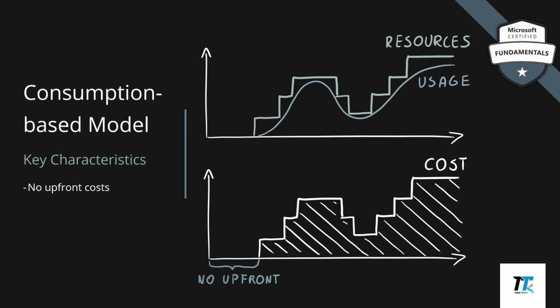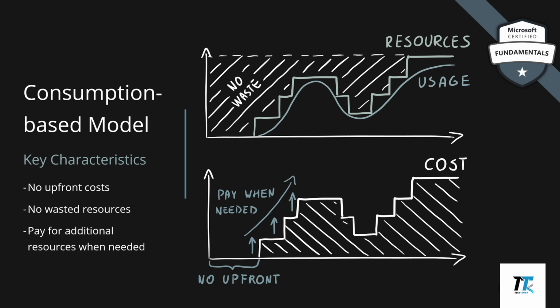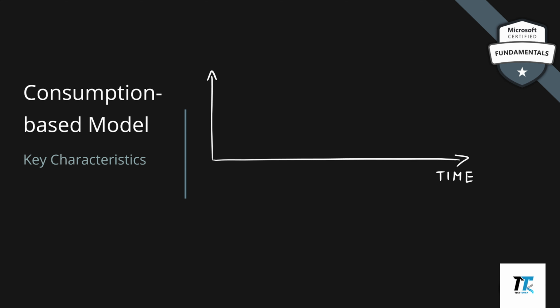Because the cloud is elastic, you don't have to assign resources when you don't need them. That, of course, means there are no wasted resources and you're not paying for them. So simply said, with the consumption-based model, you only pay for the resources when you need them and you stop paying as soon as you don't need them. But in order for this model to work, we need to understand one more thing.